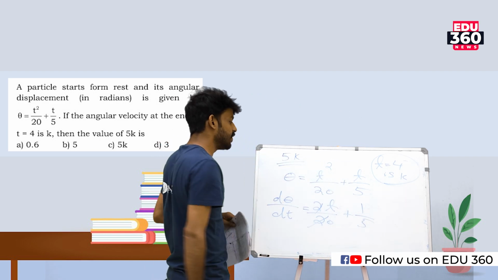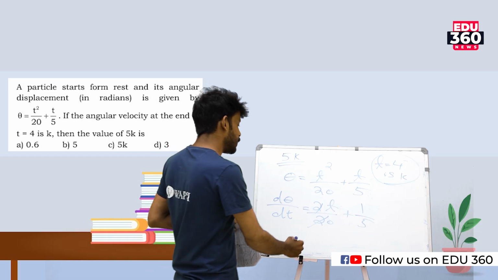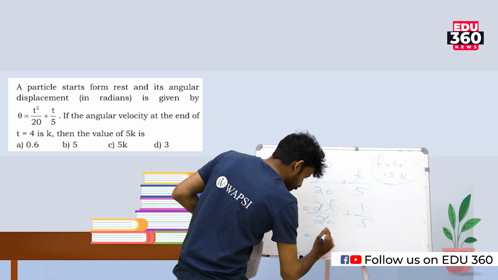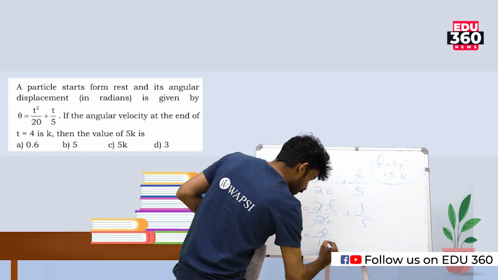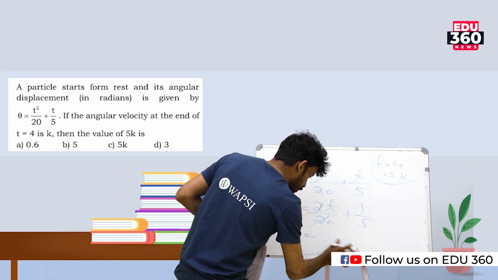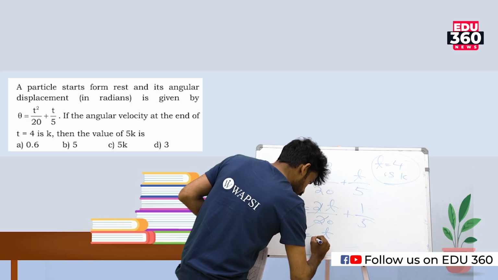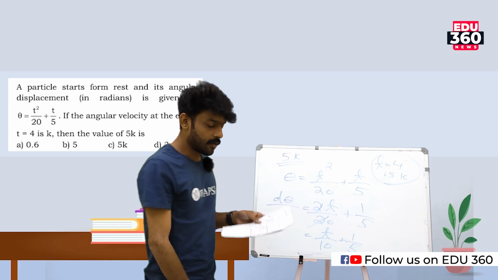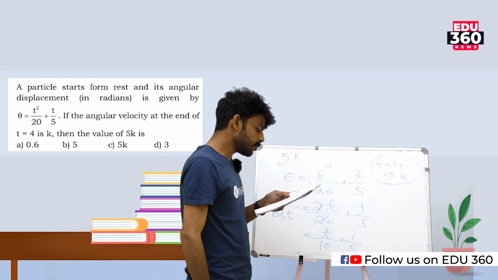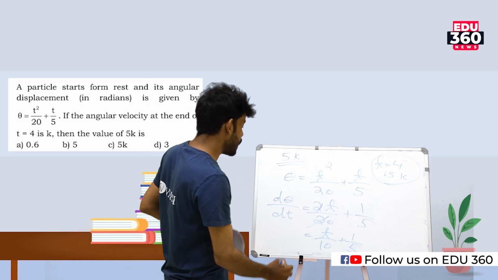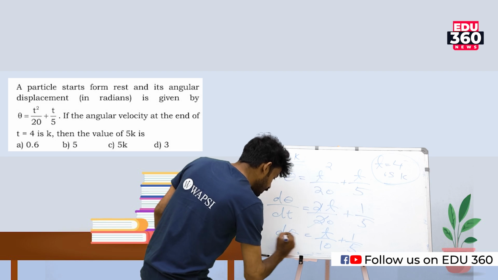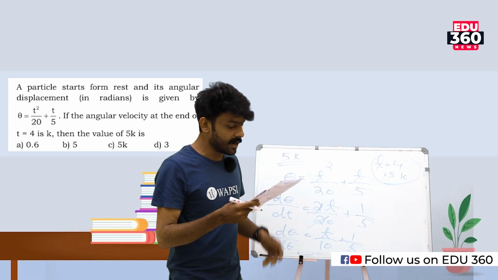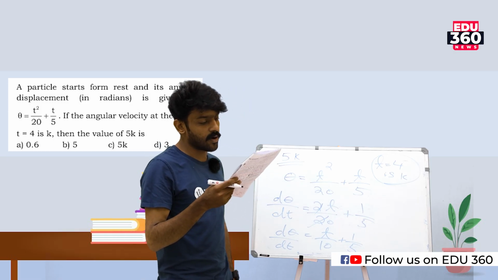So hereafter just cancel this. 2 by 20, if you cancel this, we will get t by 10 plus 1 by 5. So d theta by dt is equal to t by 10 plus 1 by 5. And again look at the question. It's already given, d theta by dt is equal to, we got t by 10 plus 1 by 5.